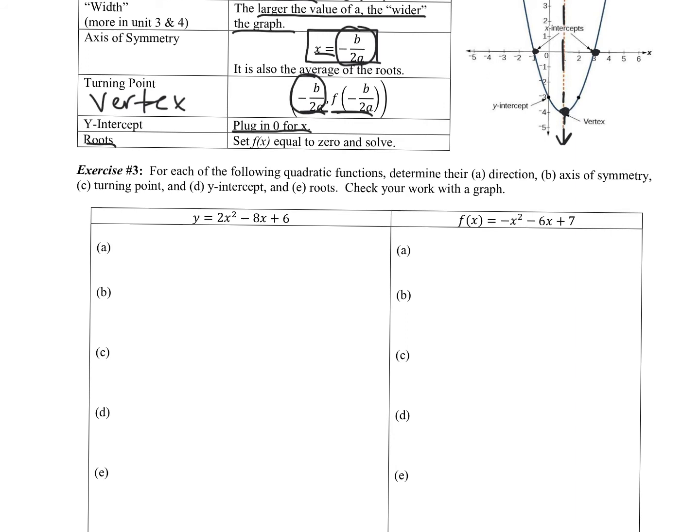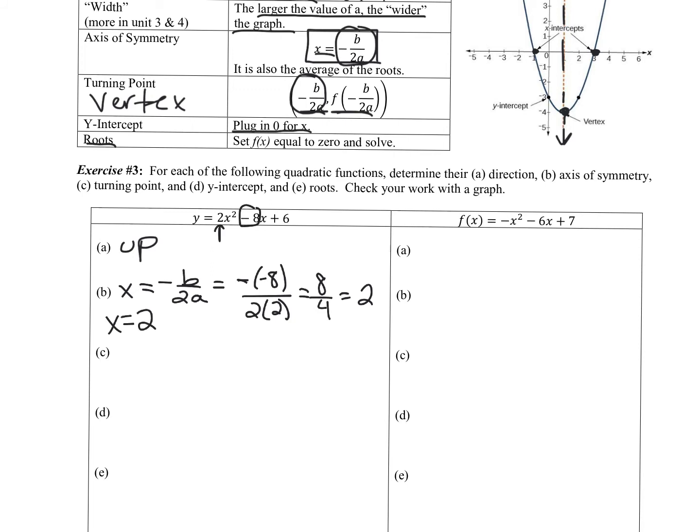So in the first one, first we want to say the direction. So this is a positive, so that opens up. We're skipping the width, because that's a geometric topic and that's not what we're talking about here. The next question we're going to do is, what is the axis of symmetry? So that formula is x equals negative b over 2a. So in this case, that would be negative b, which is negative 8, over 2 times a, so a is 2, which gives me 8 over 4, which is just 2. So the equation of the axis of symmetry is x equals 2.